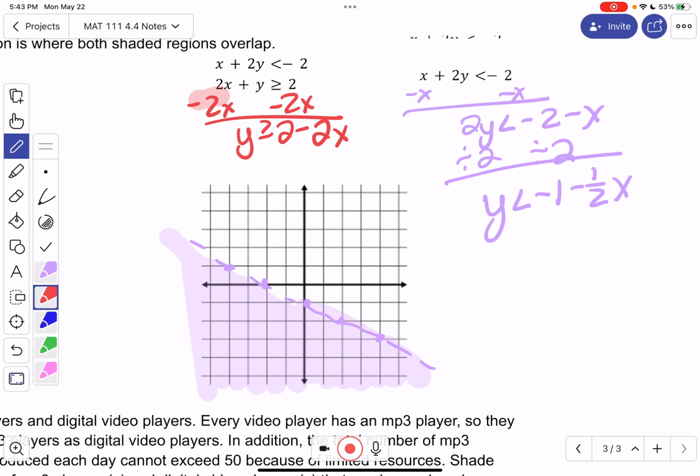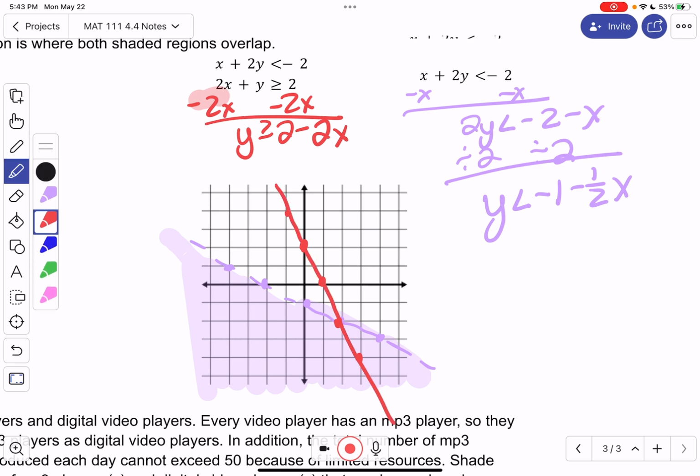2 minus 2x, so I go up to 2. Down 2 over 1, down 2 over 1. This one can be equal, so it's a solid line. And we're greater than, so I shade above. And the answer would be down in this little section right here that has the two colors.